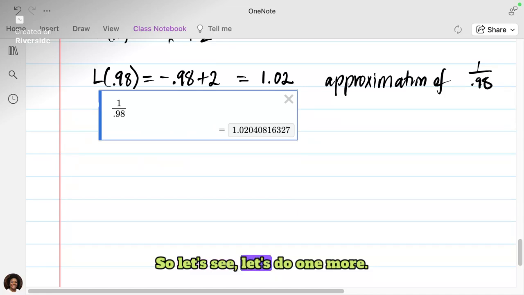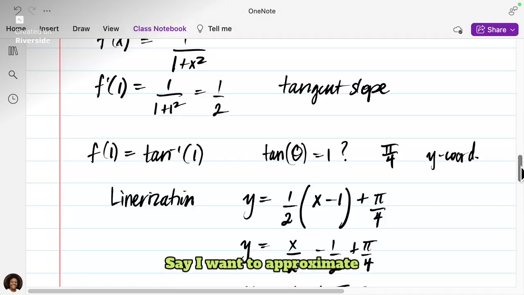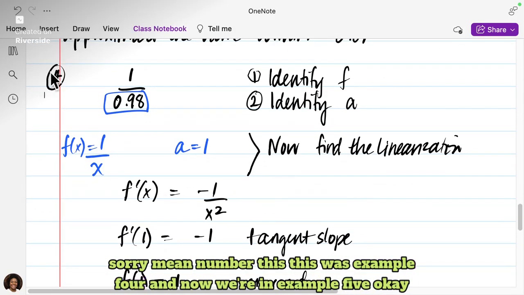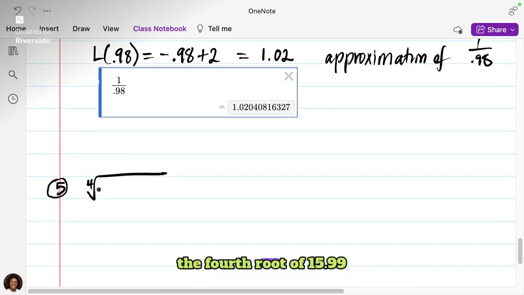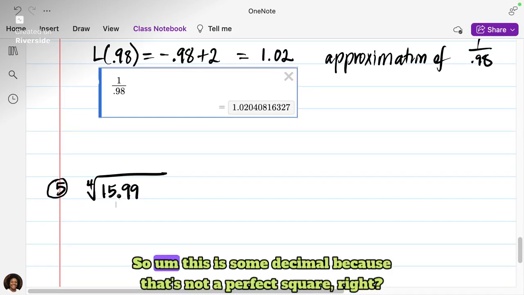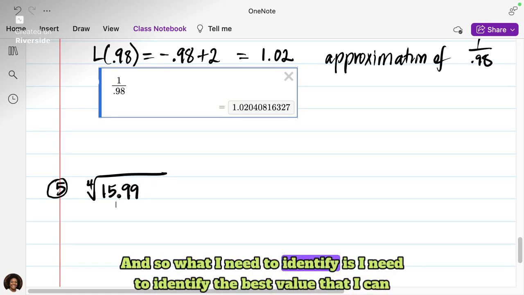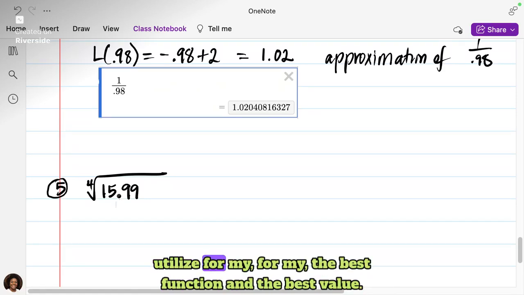Let's see. Let's do one more. Say I want to approximate, sorry, let me number this. This was example 4, and now we're in example 5. Okay. The fourth root of 15.99. So this is some decimal because that's not a perfect fourth power, right? And so what I need to identify is the best value that I can utilize for the best function and the best value.